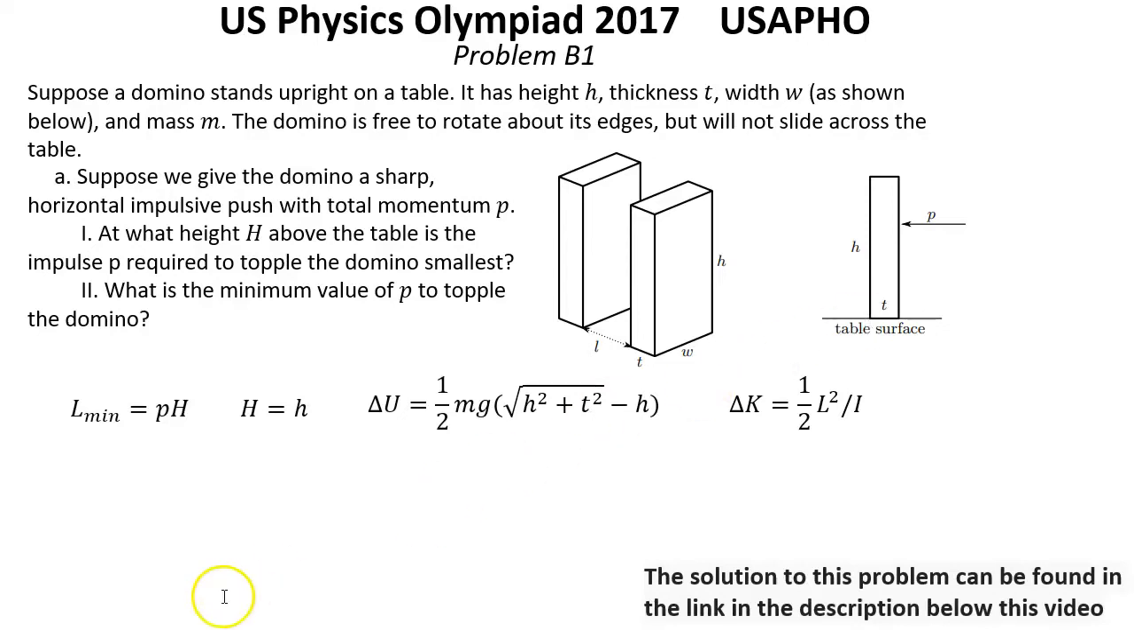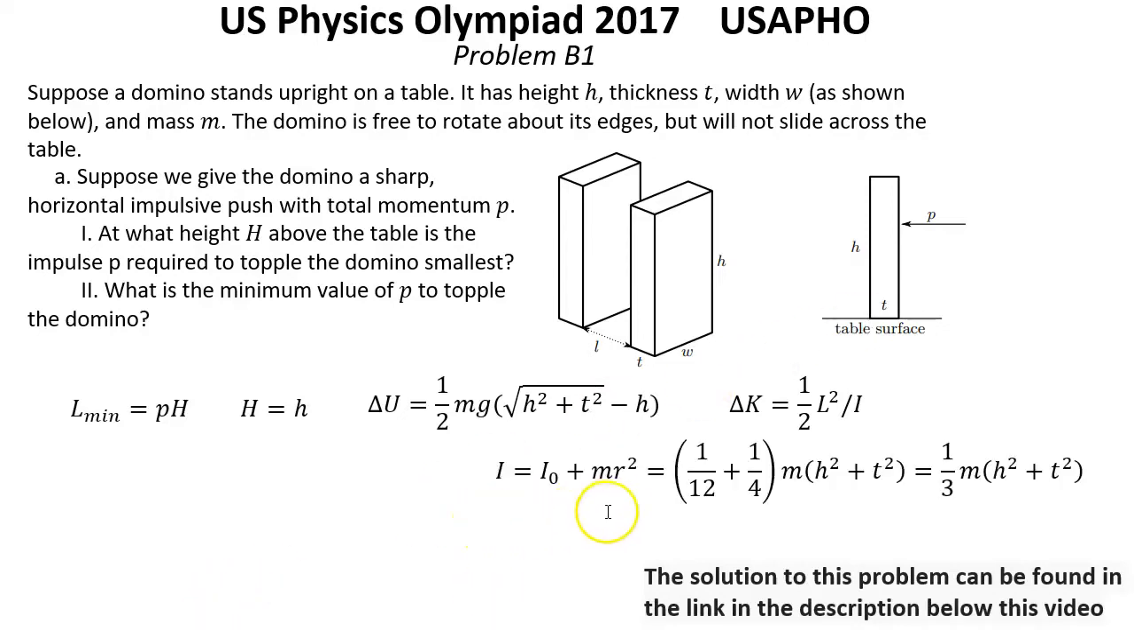Now we need to compute this I. Using the parallel axis theorem, that will be I0 plus m r squared, where I0 is the moment of inertia around the center of mass, which is 1 over 12 m times h squared plus t squared, and r is the distance from the down left corner to the center of mass, which is 1/2 the square root of h squared plus t squared. So the total I for this domino around the down left corner is 1/3 m times h squared plus t squared. And the angular momentum equals p multiplied by h.